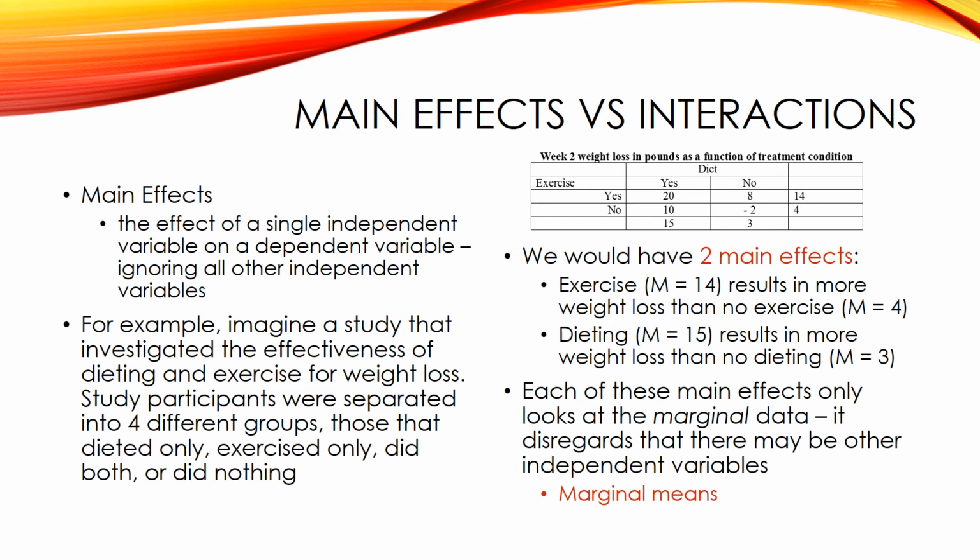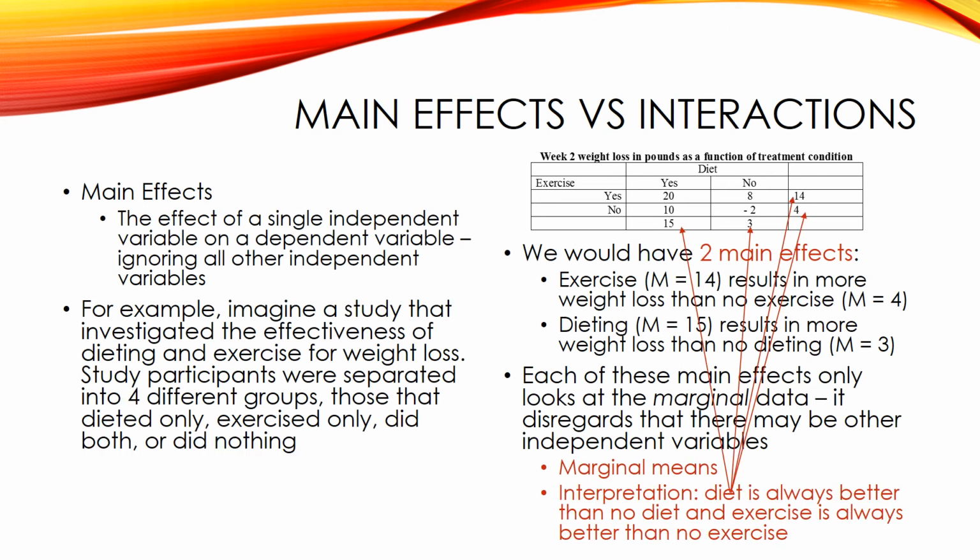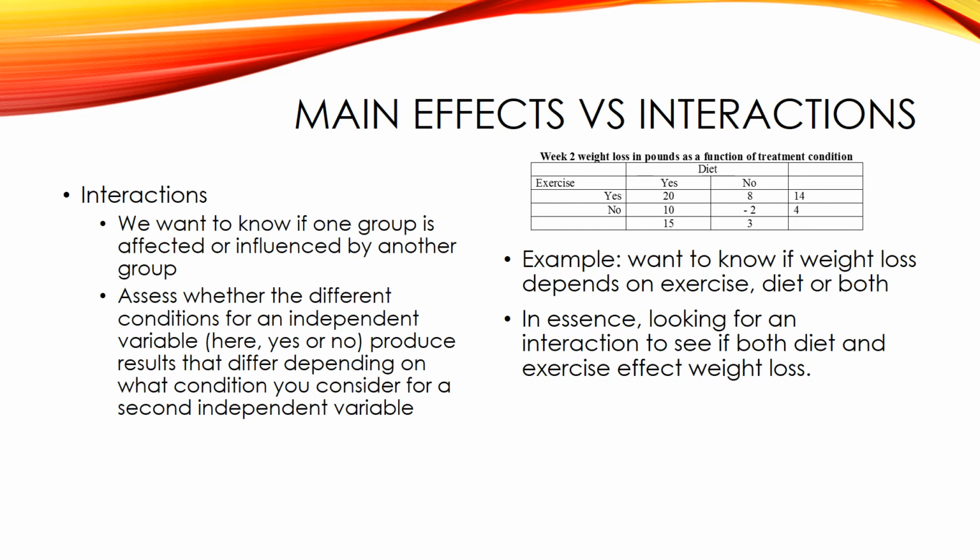So really, each main effect only looks at the marginal data. It's kind of looking at the within group differences like we talked about in the previous slide. These are the marginal means. They do not look at the between group differences. So when we want to do that, we're looking for interactions. We want to know if one group is affected or influenced by another group.